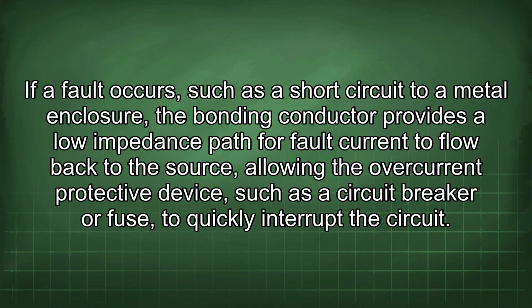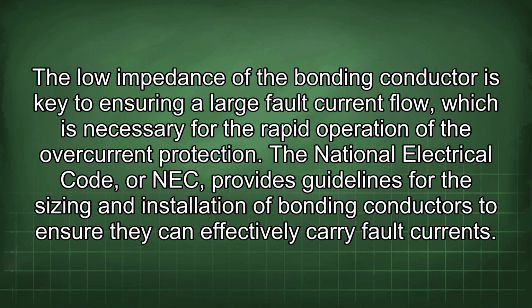If a fault occurs, such as a short circuit to a metal enclosure, the bonding conductor provides a low impedance path for fault current to flow back to the source, allowing the overcurrent protective device, such as a circuit breaker or fuse, to quickly interrupt the circuit. The low impedance of the bonding conductor is key to ensuring a large fault current flow, which is necessary for the rapid operation of the overcurrent protection.